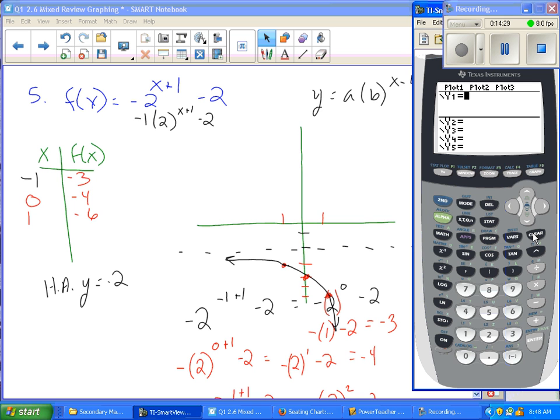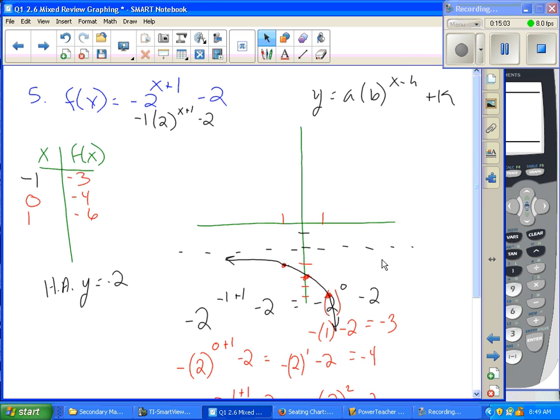And then if I was doubting that I did that correctly, I could always come up here to my y equals and graph it. So I would just type in -2 raised to the x plus 1, and then minus 2. And then when I look at the graph, I see that it is going that direction. If I went to the table, second graph to get to the table, if I typed in my -1, 0, 1, I see that I get -3, -4, -6, just like I got over there when I did it by hand. So you had to do that, and then you had to state whether it was growth or decay. And what was this one? Growth, correct.